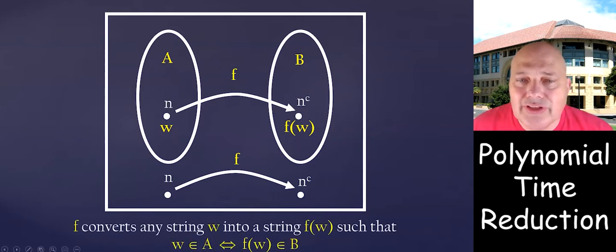So f converts any string w into a string f of w, such that to decide if w is in A, it's enough to decide if f of w is in B. We reduce the problem of deciding if w is in A to the problem of deciding if f of w is in B.